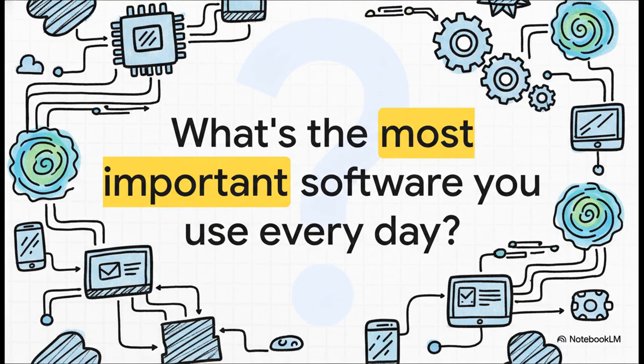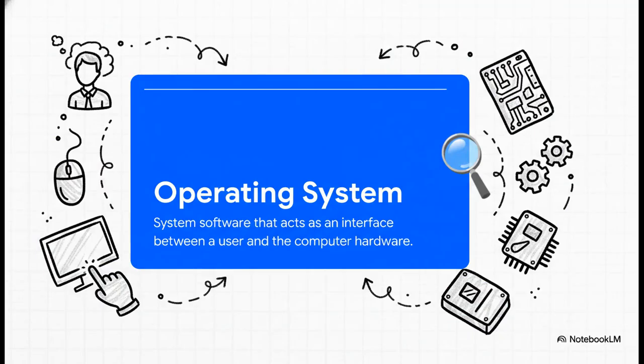So let me start by asking you a question. Just think for a second. Of all the apps, all the programs, all the games you use, which one is the absolute most critical? I'll give you a hint. It's not your web browser. It's not your favorite social media app. Nope. It's something that works so perfectly, so silently in the background, you probably forget it's even there. And the answer is the operating system, or OS for short.